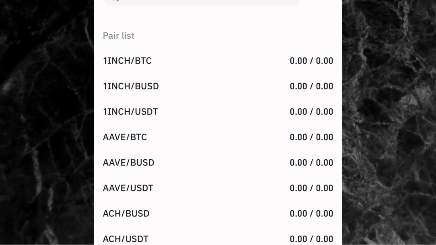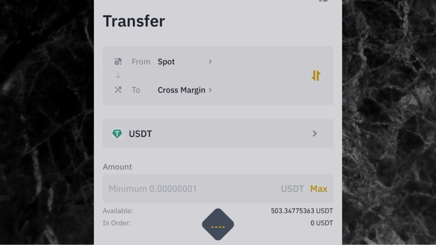So let's say, for example, I come here and pick AAVE USDT. That means the funds I'm transferring to my isolated margin wallet now, I can only use to trade AAVE USDT. That's the only trading pair I can use it to trade. This is for isolated margin trading, but I'm not doing that. But if you are transferring to your cross margin wallet, that means I can use it to trade any trading pair. So you also need to take note of that.